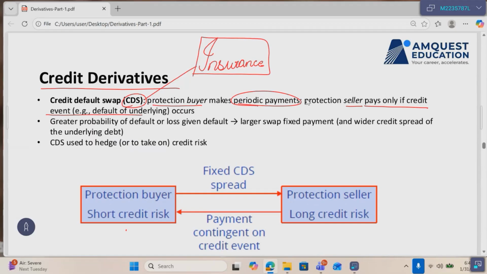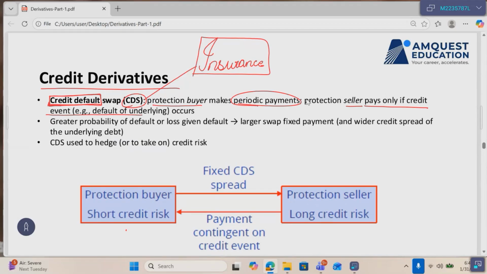Is that clear? And you're buying a guarantee against what? Credit default, against the default of credit of that customer. You are protecting yourself against that. Simple. Once you have the protection, you're good to go. Clear? Credit default swap.